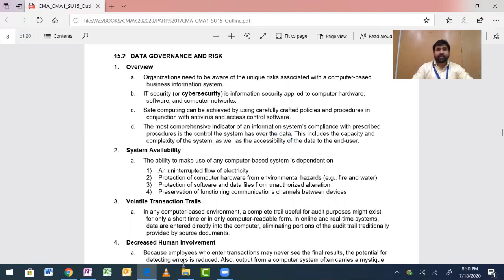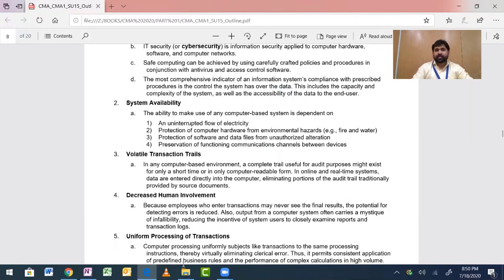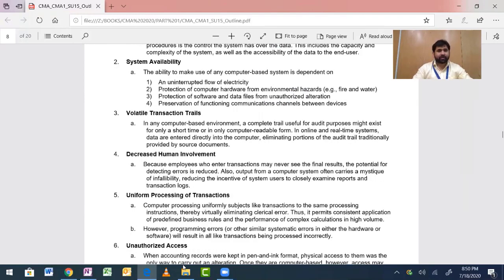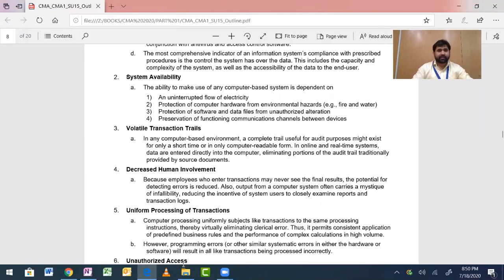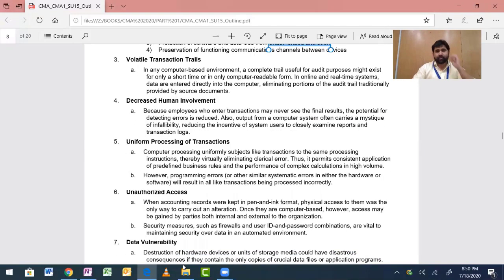Then system availability: the availability to make use of any computer-based system is dependent on the uninterrupted flow of electricity. There shouldn't be any fire or water close to it. Unauthorized alterations can be avoided. So do the reading.